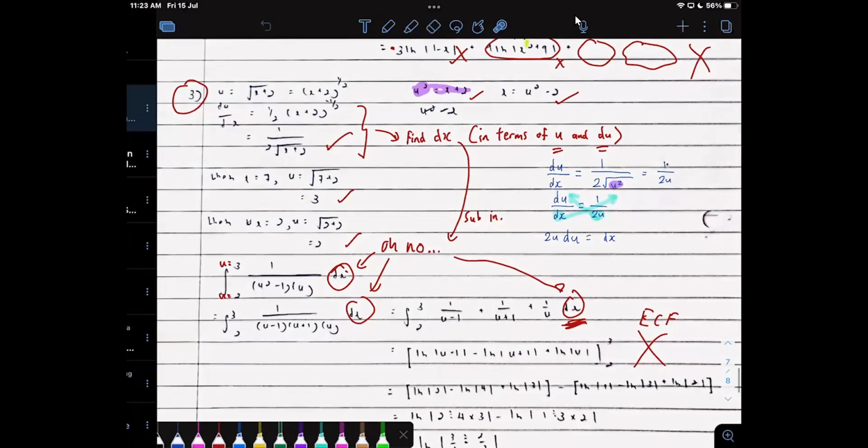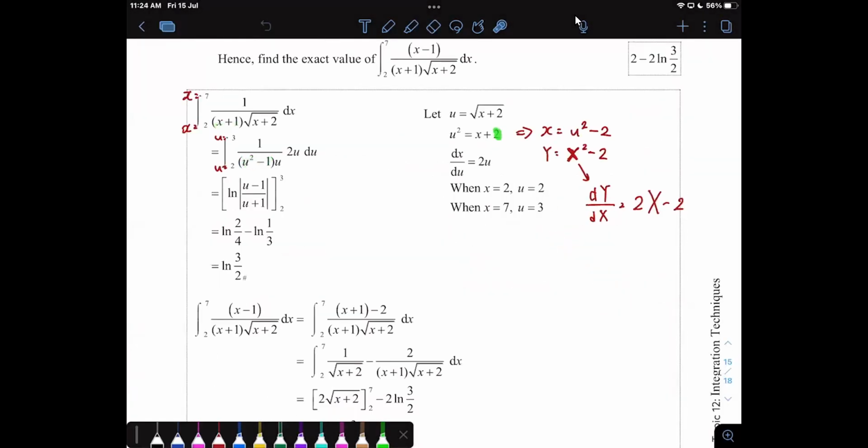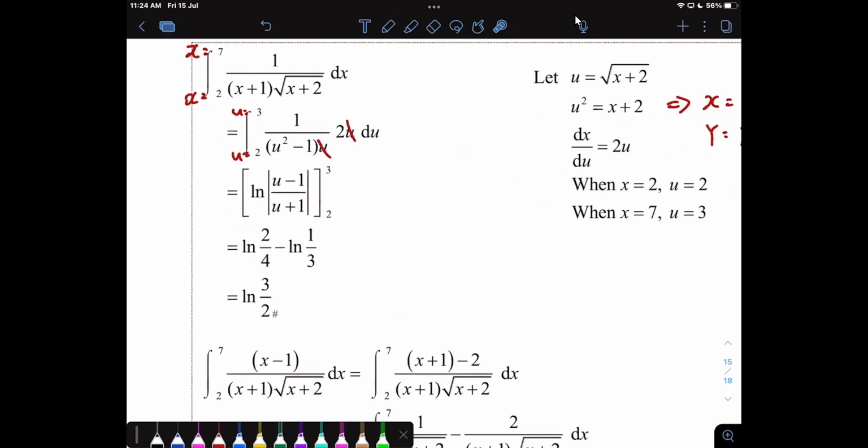So x plus 1 here is u square minus 1 because plus 2, if you want plus 1 instead, you should just minus 1 on both sides. So you get u square minus 1 equal to x plus 1. That's how they replace it with u square minus 1. Square root x plus 2 here is just a u. Okay, then what happens? U and u can cancel off, right? Then you are left with 1 over u square minus 1 times 2.